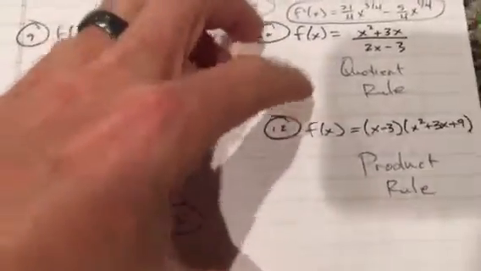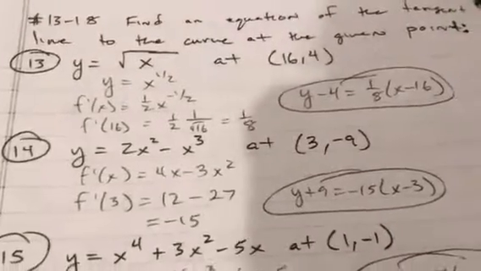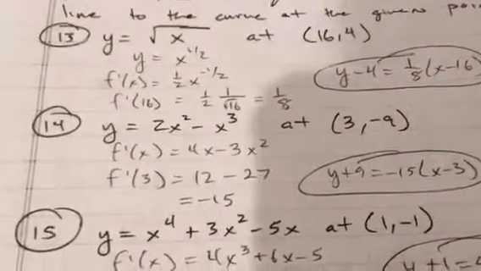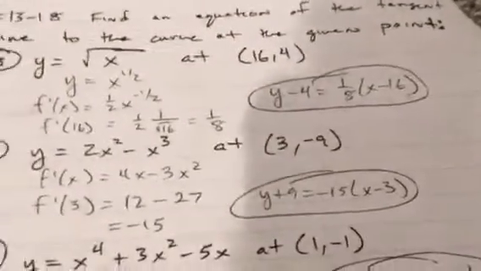Guys, on 13 through 18, just take the simple derivative, folks. Take the simple derivative. You might have to rewrite your function like here in 13. That's the 1/2. Take the derivative of that, then plug in your x value to find the slope at that given point. It is 1/8, and then write it here in point slope form.